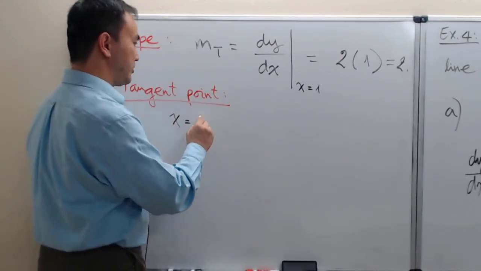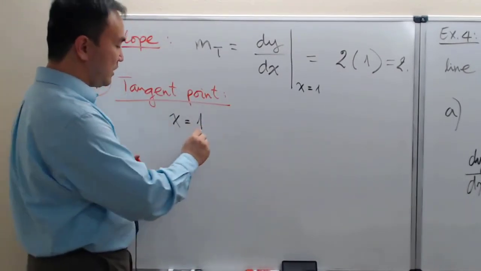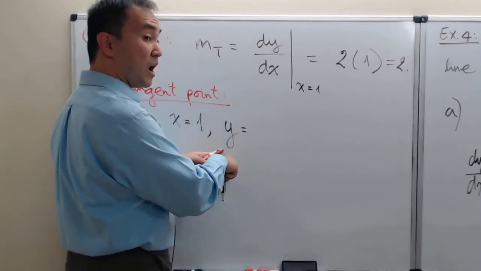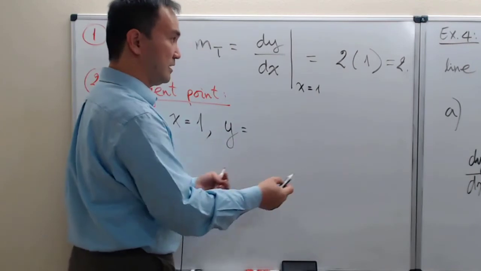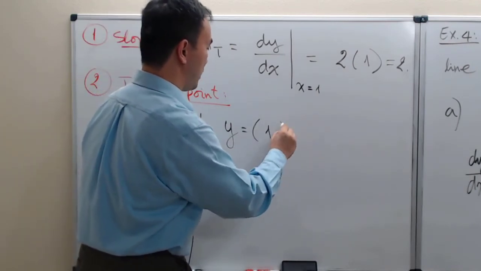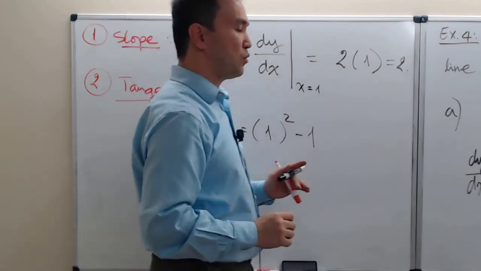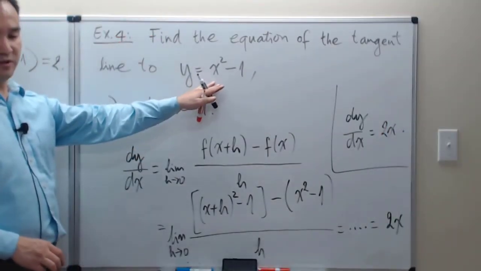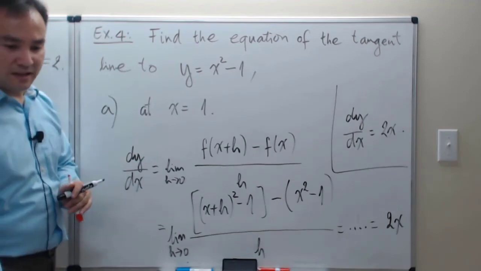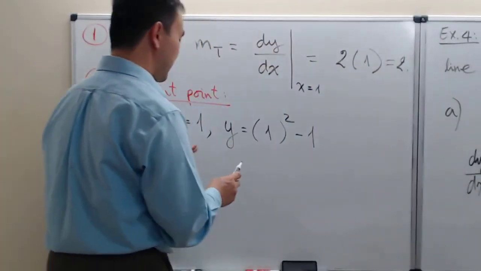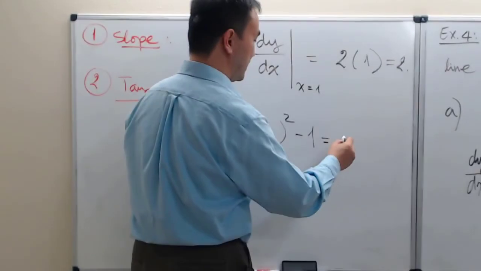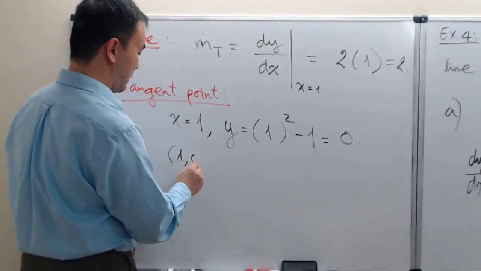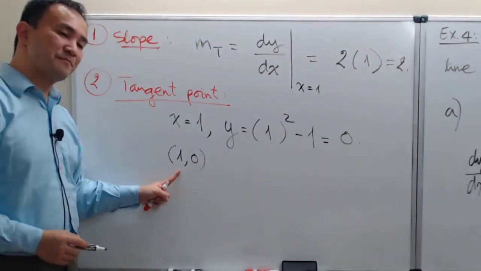The x value of the tangent point was already given. But we need to substitute this x value into the original function to get the y value of the tangent point, which in this case is 1 squared minus 1. That was, allow me to remind everyone, the original function that we're substituting x equals 1 into. And so at this point, our y value for the tangent point is 0. Or in other words, our tangent point is (1, 0). That's the tangent point. Okay?